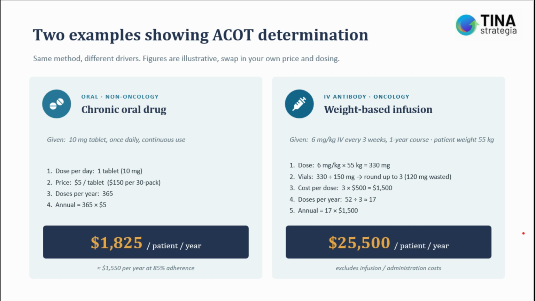So step back and compare. Same simple formula both times. But the oncology drug is more than 10 times the annual cost, driven by weight-based dosing, vial wastage, and the high per vial price. That contrast is exactly why we separate the two methods.